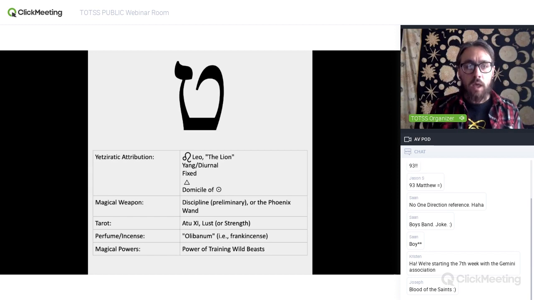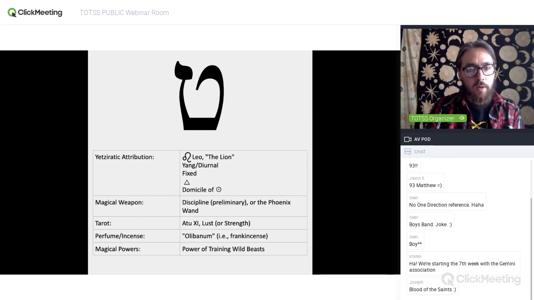But he also gives in the notes an alternate, the Phoenix wand, which is one of the wands used in the Golden Dawn tradition. It's a kind of version of the Egyptian was scepter, which has the head of the Set animal on it. So yeah, again, we know wands are often associated with fire, with projective and active force. And the Phoenix, of course, is associated with fire and the renewal by fire. So it makes a lot of sense.